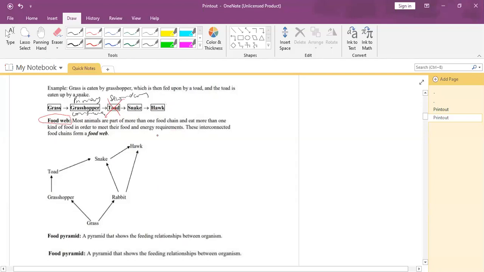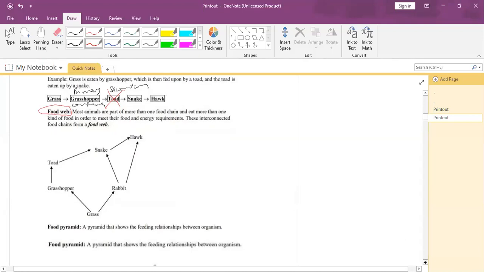In the food web, most animals are part of more than one food chain and they eat more than one kind of food in order to meet their food and energy requirements. These interconnected food chains form a food web. So there are so many food chains put together to form the webs. So let's trace some of them here.